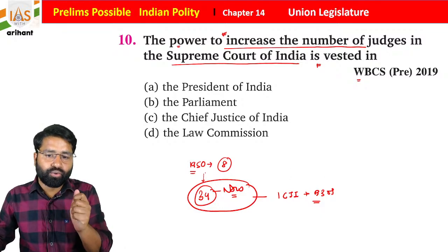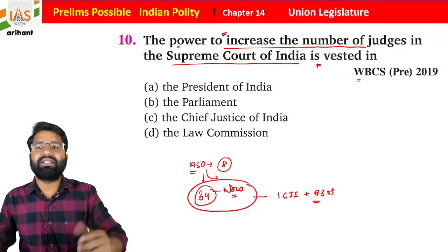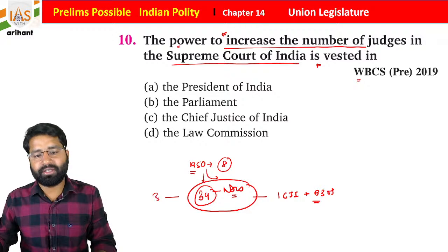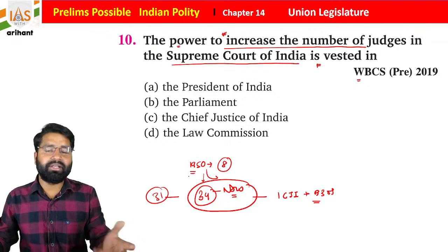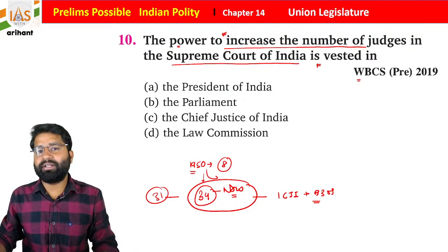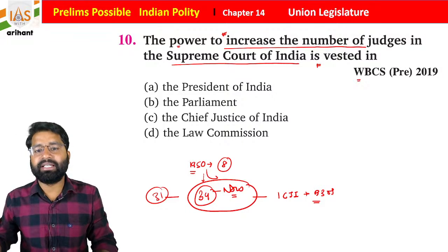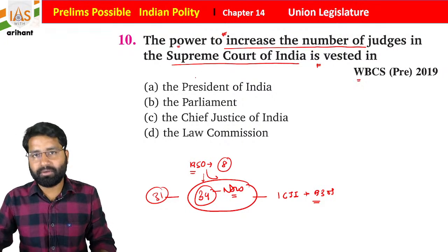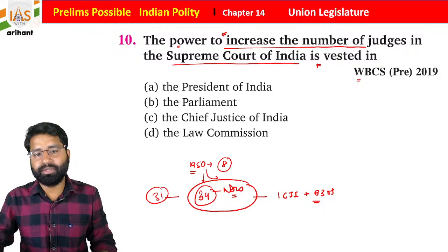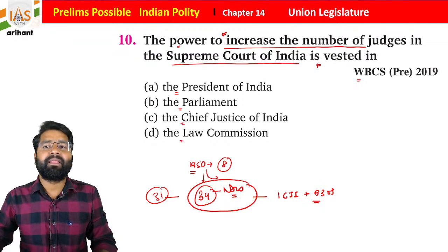So, who has the power to increase this number of judges, students? Initially, it was 31. Before that, it was 28. So there were different times when the seats were increased. So, who has the power to increase the number of judges of the Supreme Court? Is it the President of India, Parliament, Chief Justice of India, or Law Commission?